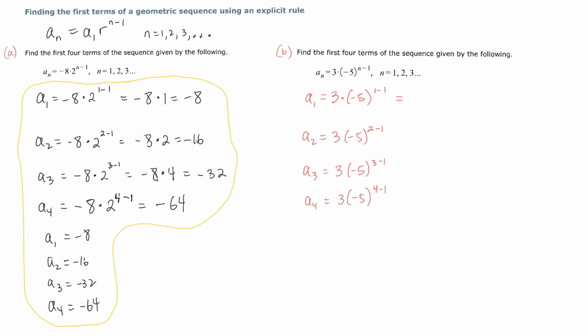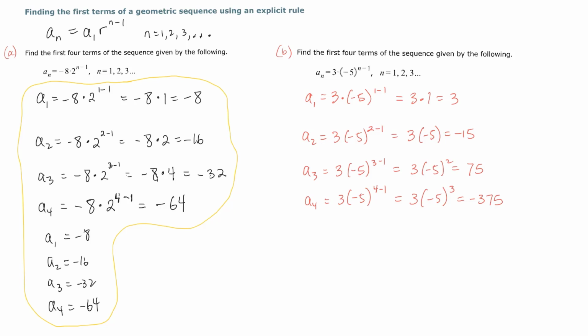3 times negative 5 to the 0, so that's just 3 times 1, which is 3. This, however, says 3 times negative 5, which is negative 15. This says 3 times negative 5 squared, which is positive 75. Remember, you're doing the exponents first in order of operations. So 3 times negative 5 raised to the 3rd power. That is negative 125 times 3. So negative 375. Yeah, that looks good.